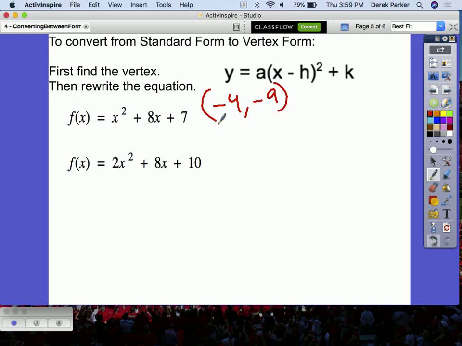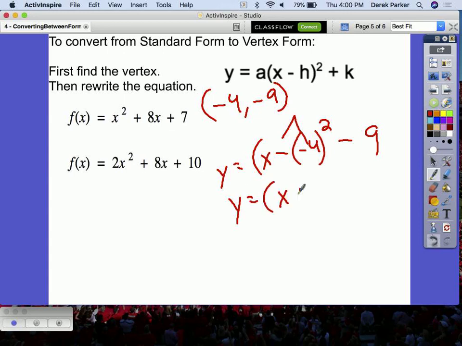I am now going to plug that in to my formula. y equals, there is no a, so I don't have to put anything there, x minus negative 4 squared minus 9. Now I want you to pay attention right here. That is minus negative 4. When that happens, a negative times a negative is a positive, so y equals x plus 4 squared minus 9.